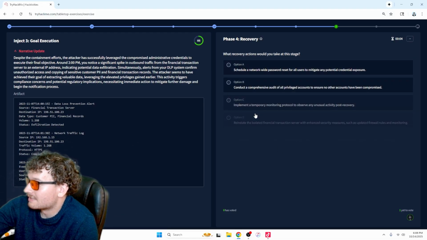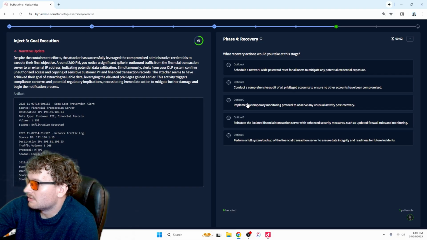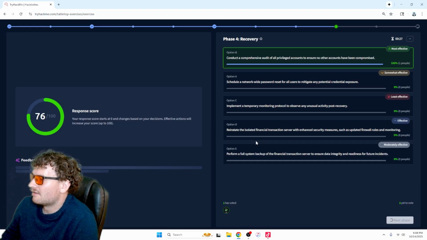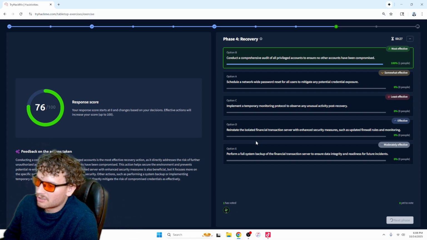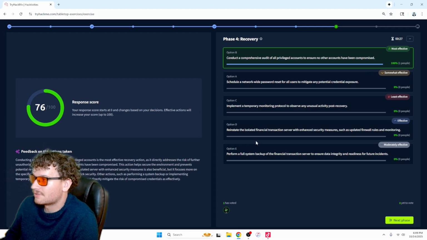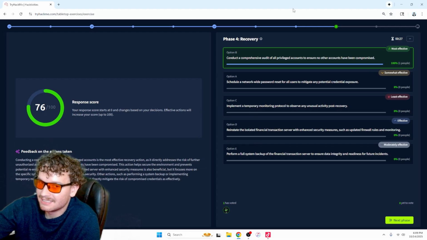What recovery actions would I take at this stage? I would definitely conduct a comprehensive audit of all privileged accounts to ensure no other accounts have been compromised. It was the most effective one. It directly addresses the risk of further unauthorized access by ensuring no other accounts have been compromised. The action helps secure the environment and prevents potential re-entry by the attackers.